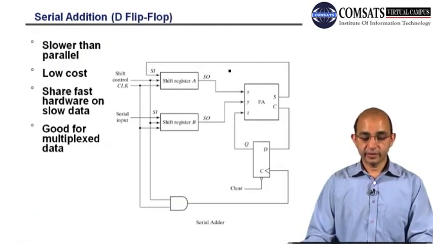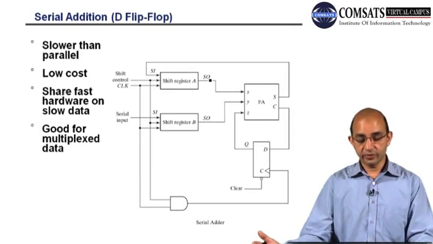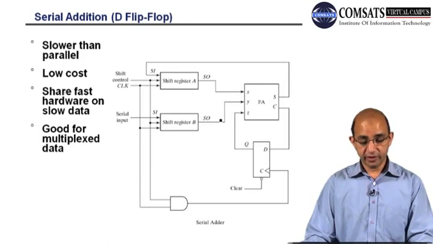And here we have another example, a serial adder. You can see that this is a shift register that is performing the shift right functionality. We will provide data here. And this is the second shift register, again a shift right register, and this is serial out, and serial out is the input for this full adder. This is sum, this is carry, these are the two inputs, and this is the carry in, and this is the carry out.